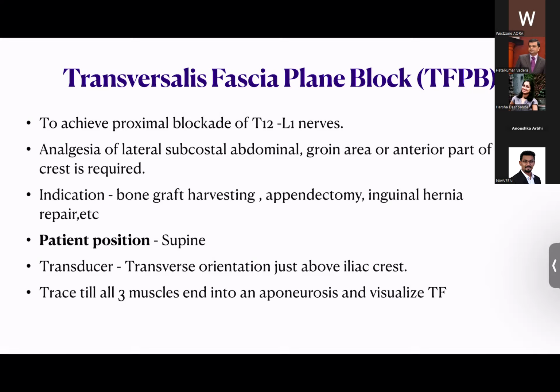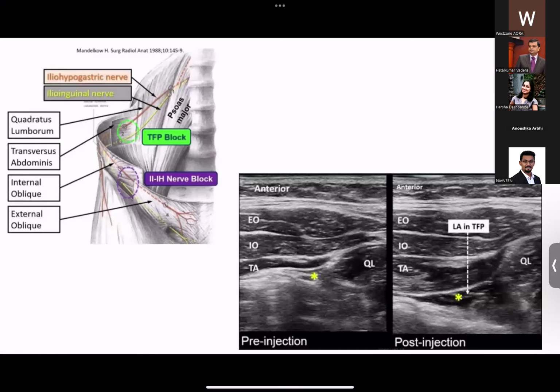The transducer is in transverse orientation just above the iliac crest, and we trace all the 3 muscles and where it ends into the aponeurosis. In the left image, we can see the area where we give the transversalis fascia plane block. In the right, we can see the ultrasound image where the point of injection would be just below the transversus abdominis, where the transversalis fascia lies.